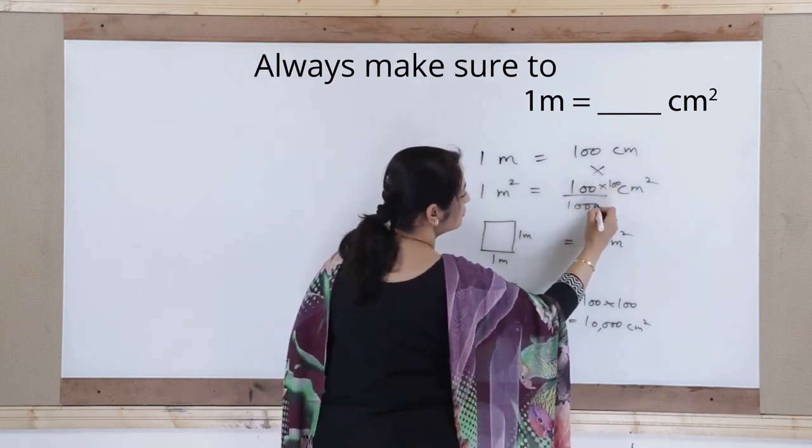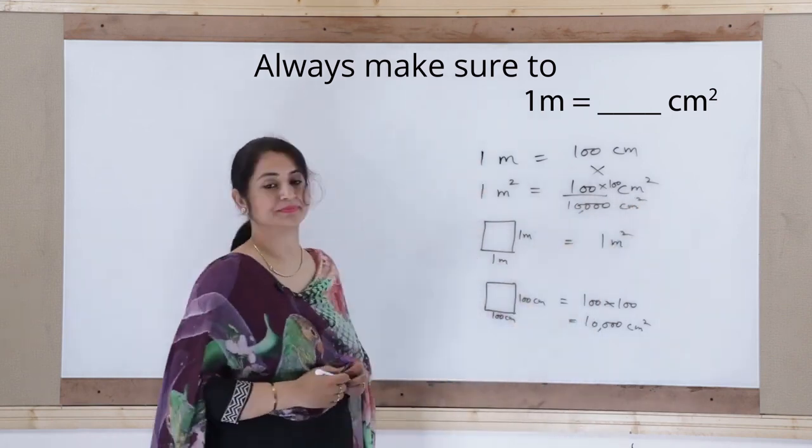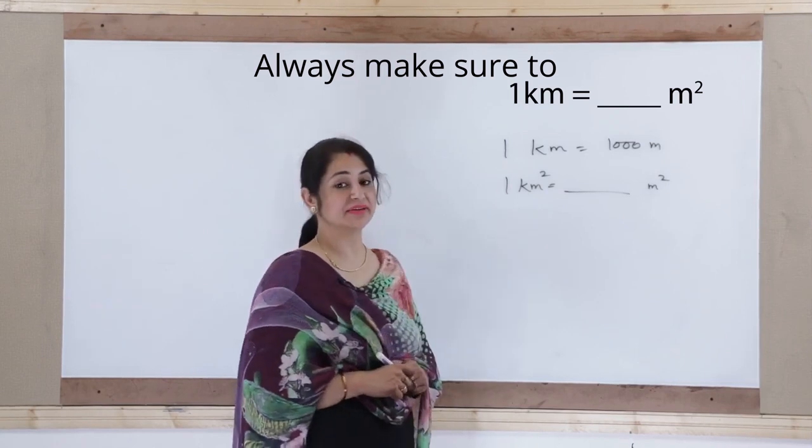So we will have 10,000 centimeters square. Now it is correct. So let us look at another example.